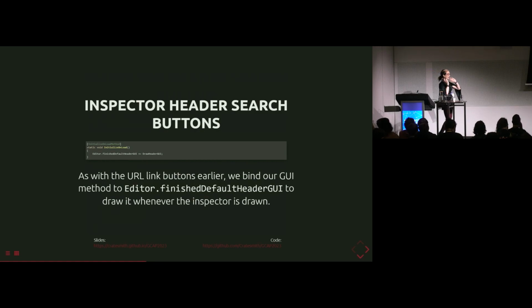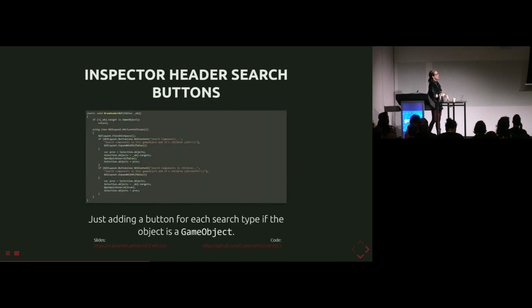So we're going to be doing this a lot in this talk. We have yet another initialize on load method that's going to bind the editor.finished default header GUI function. This is at the top of the inspector, just below the title in the prefab line. And this is where they draw the addressables button and stuff like that. We can just draw anything we want in there. So this is that GUI function, and it's really simple.